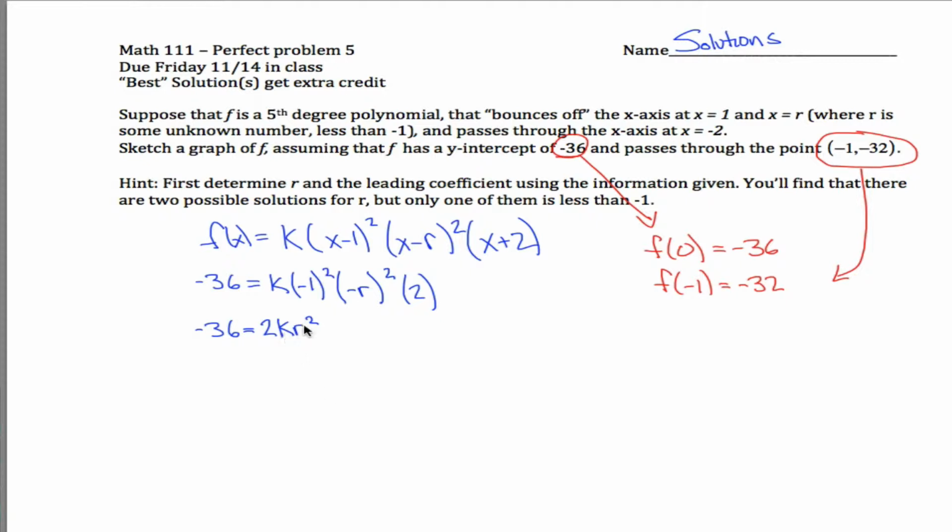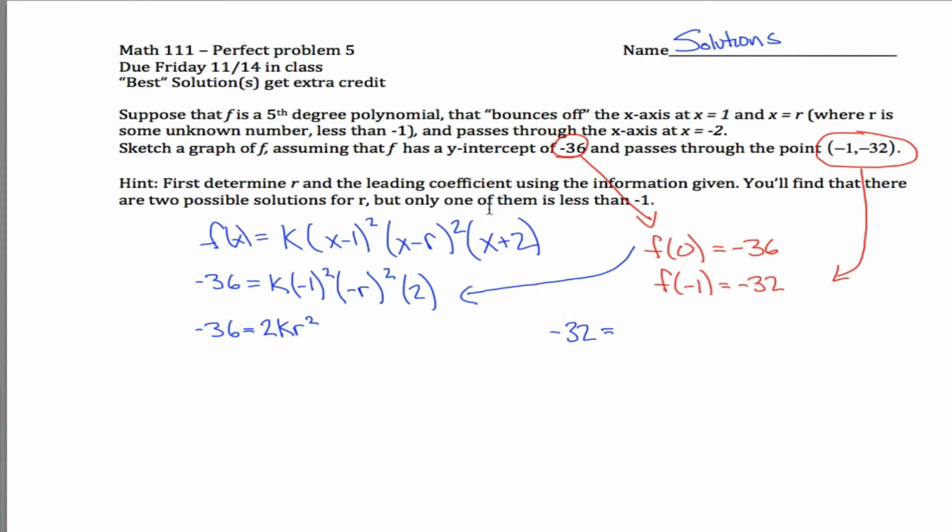The problem here is that I have two variables, a k and an r. Sure, you could solve for one, but it's going to be in terms of the other one. You can't get numbers for your answers. However, this is using only this statement. I haven't used this statement yet. And this statement says that if you change all your x's into -1, you should get -32.